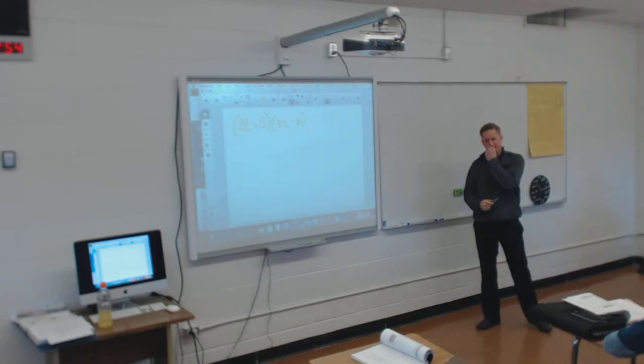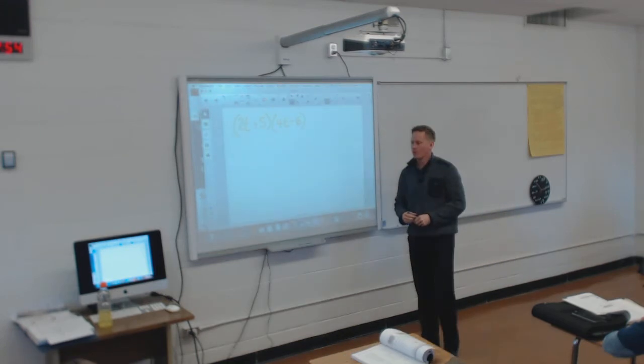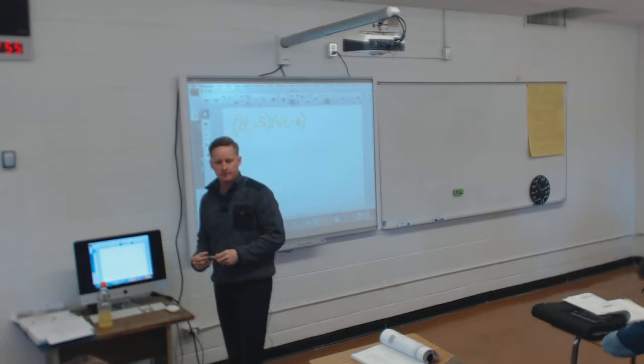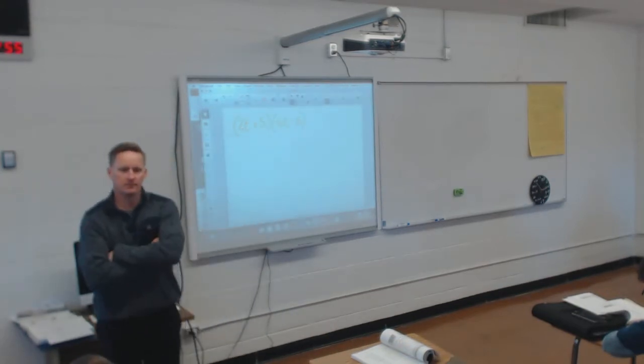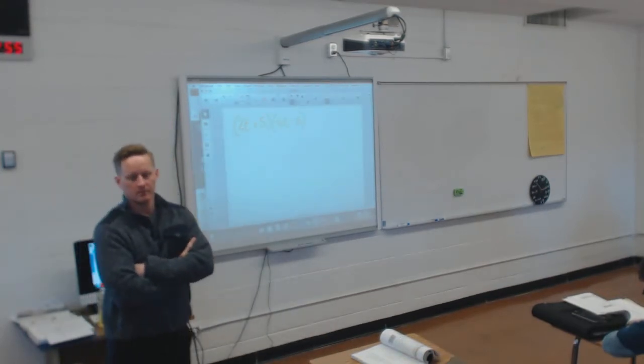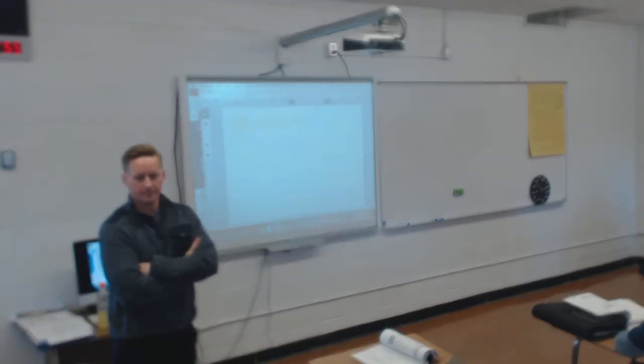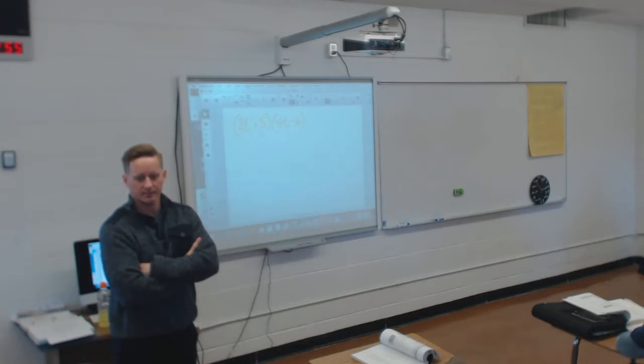Alright, try again. First. Morgan, what's your first in each bracket? 2T times 4T. Okay, write down the answer. What's 4 times 2? 8. Good. And what's T times T? T squared. Okay, so you got 8T squared. You got that, right?